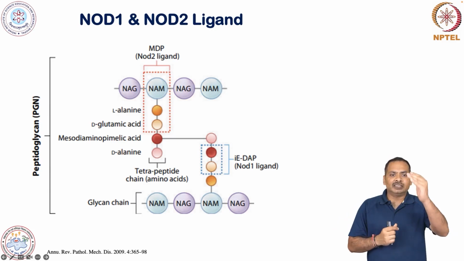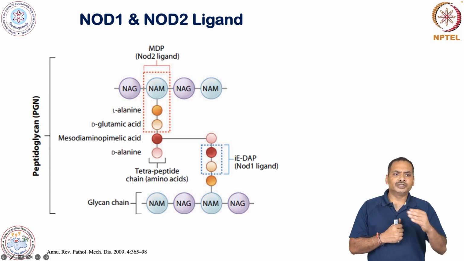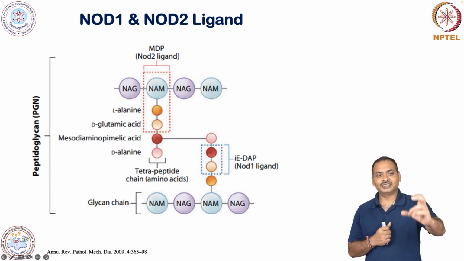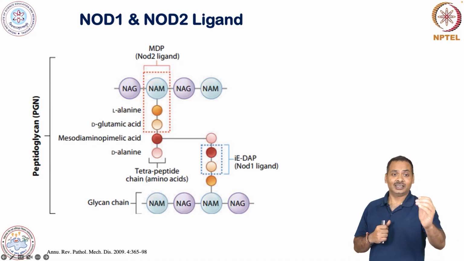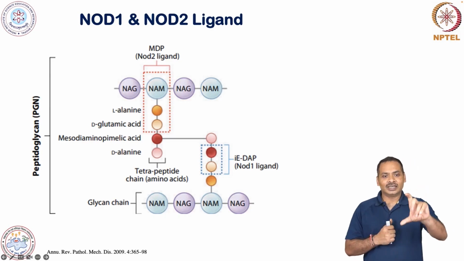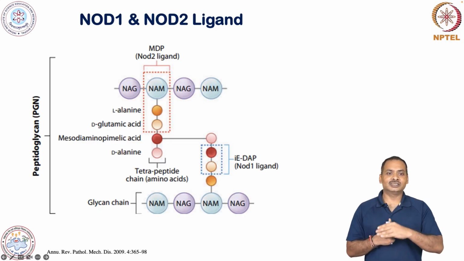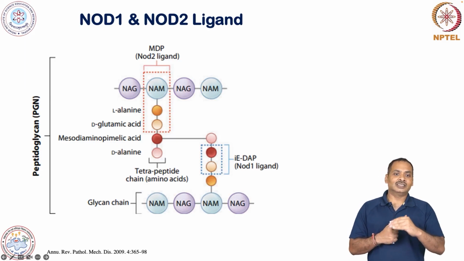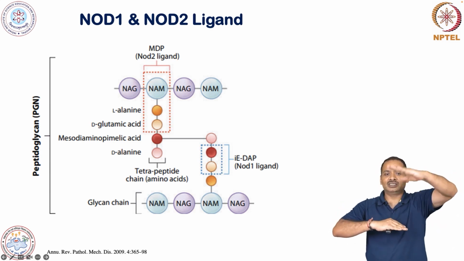This is linked by L-alanine, D-glutamic acid, meso-diaminopimelic acid, and a D-alanine. So this is a molecule where you can see both D and L amino acids, L-alanine and D-alanine. This tripeptide chain is again linked to another with D-alanine, meso-diaminopimelic acid, and L-alanine. So the two chains of NAG and NAM are linked like that.